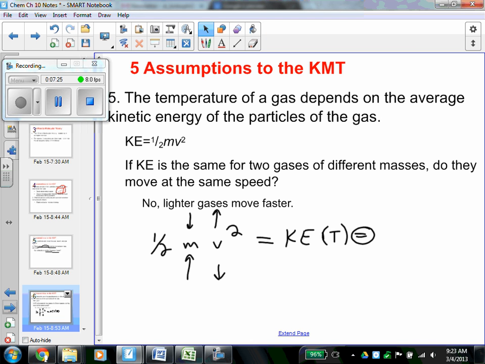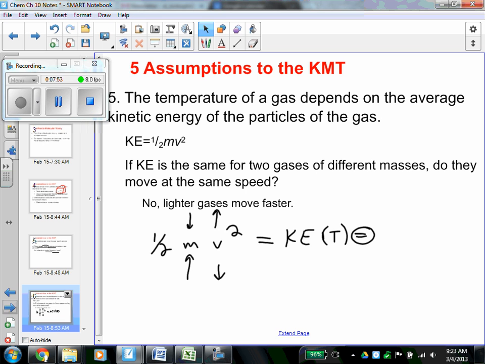Okay, so let me summarize that. Two particles of different sizes that have the same kinetic energy, thus the same temperature, must be moving at different speeds. Two particles that have the same temperature, thus the same kinetic energy, and are moving at the same speeds, must have different sizes. So I just said it two different ways. As one goes up, the other goes down.